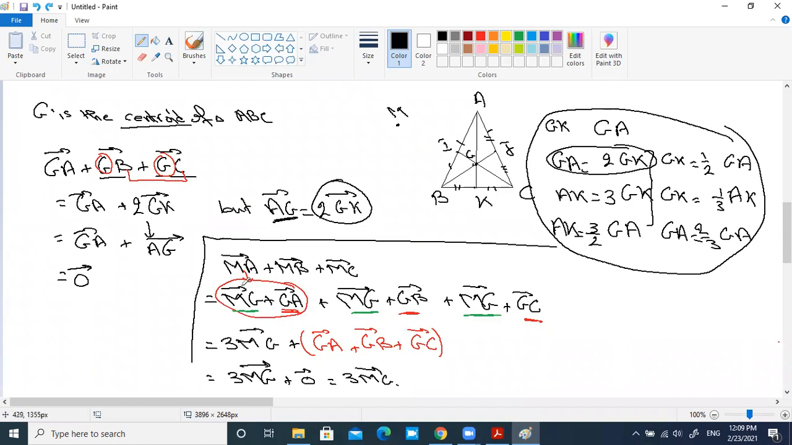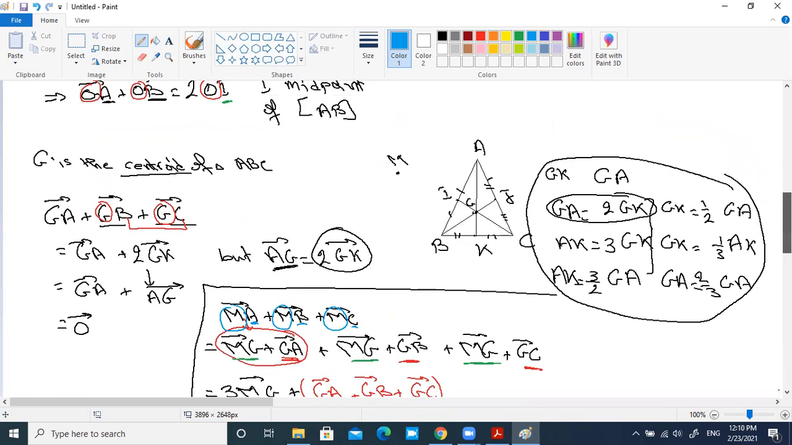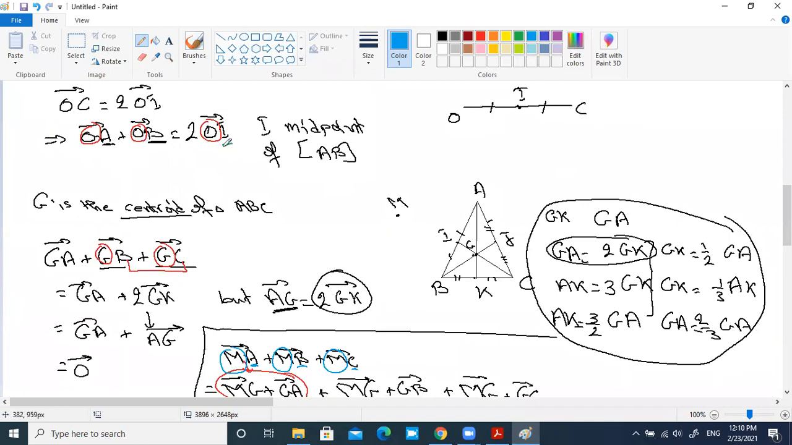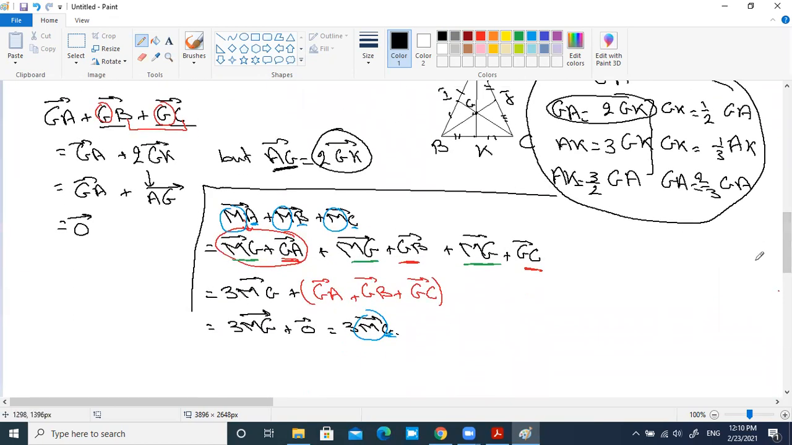Here you have M and the answer 3MG, and this point will be the centroid of ABC. Like the midpoint story, where you have O here. This other point is where the midpoint of AB will be. If there are three, it is the centroid of triangle ABC. Is that clear? Do you have any questions? Any questions? No, Ustaz. Good.